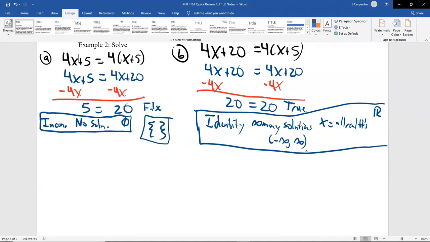All right. There is no C. Next up, we go to rational equations.